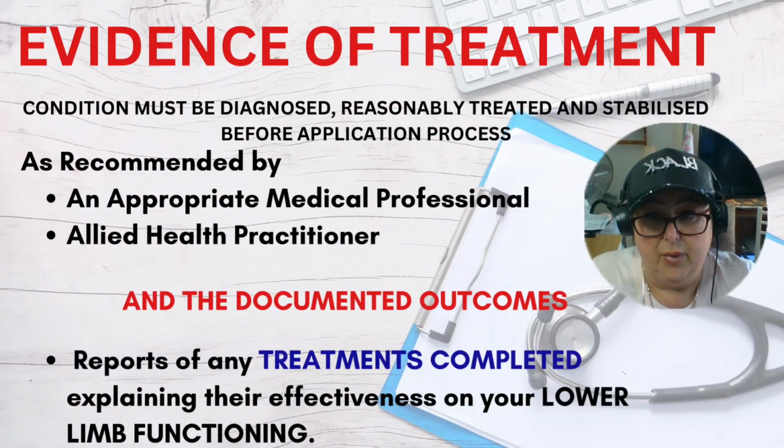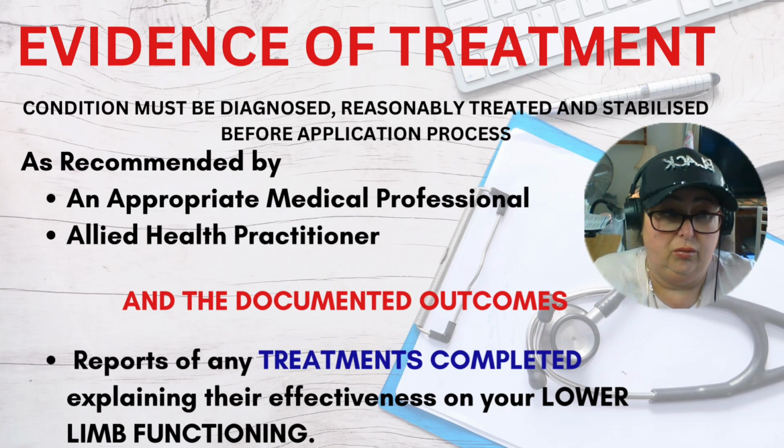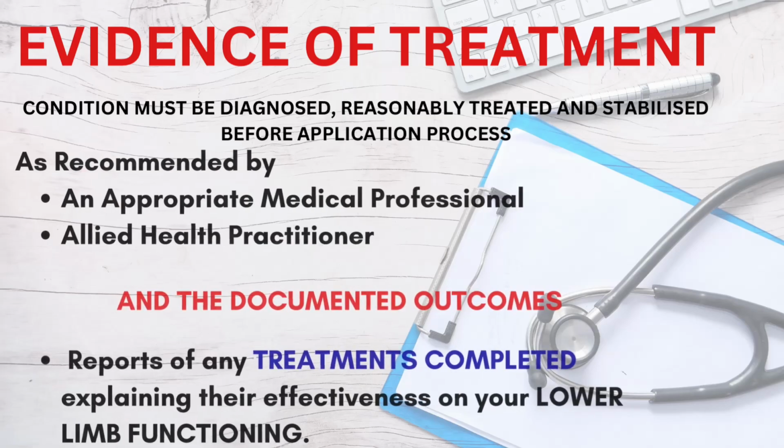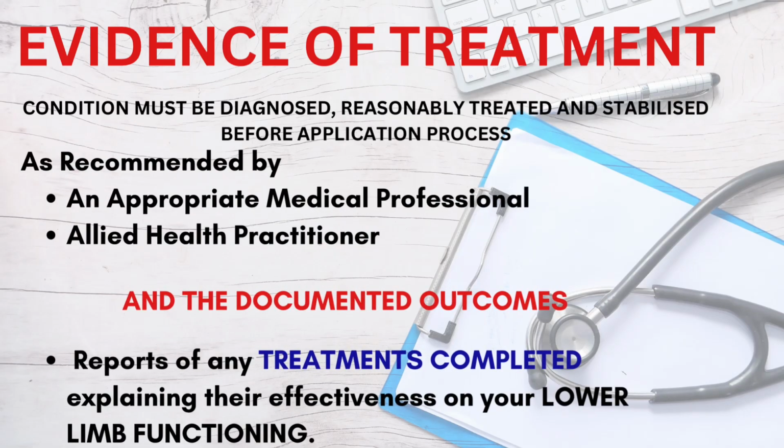As a requirement by CENTRELINK, your condition must be diagnosed, reasonably treated and stabilised before you can even start this application process. So you need to provide evidence that you have actually had treatment done and the effects that that treatment has had on your functional impact, whether that be an improvement or a lack of improvement, basically. You need to have evidence to support that you have tried everything possible to assist in treating your condition, and it still creates an impairment severe enough to rate a 20-point score on this table.